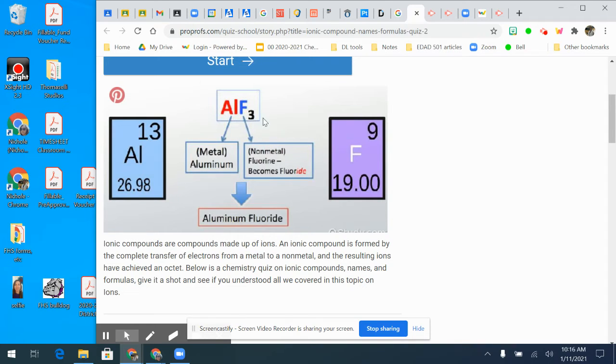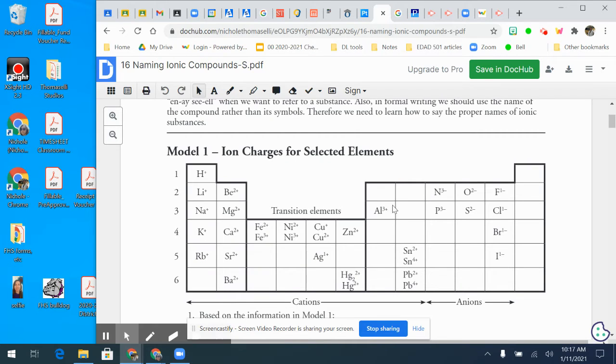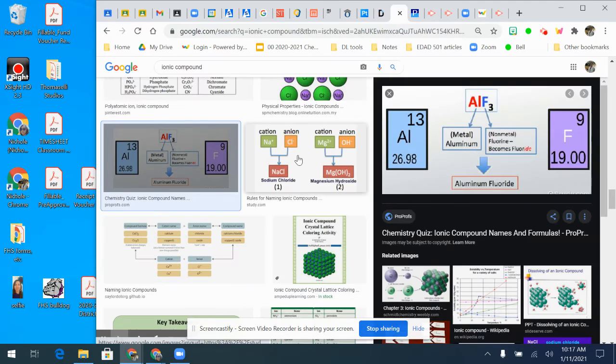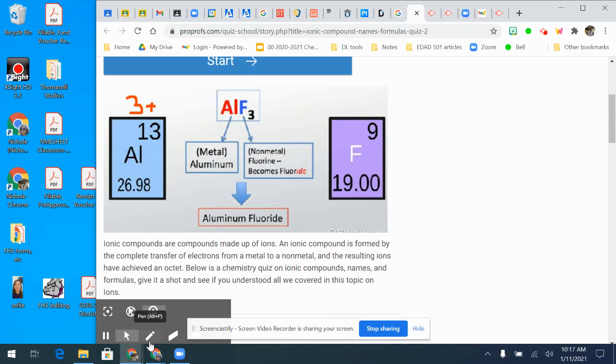So the question is, why are there 3 fluorines that have to attach, form an ion, and then bond to aluminum? And the answer is that it has to do with their charges, just like we were talking about. So aluminum actually forms a 3 plus cation. And we'll notice that if we look at our worksheet, that's what we see here. So Al3 plus. And then fluorine forms a 1 minus charge. And we know that because it's a halogen in group 17. It had 7 valence electrons.